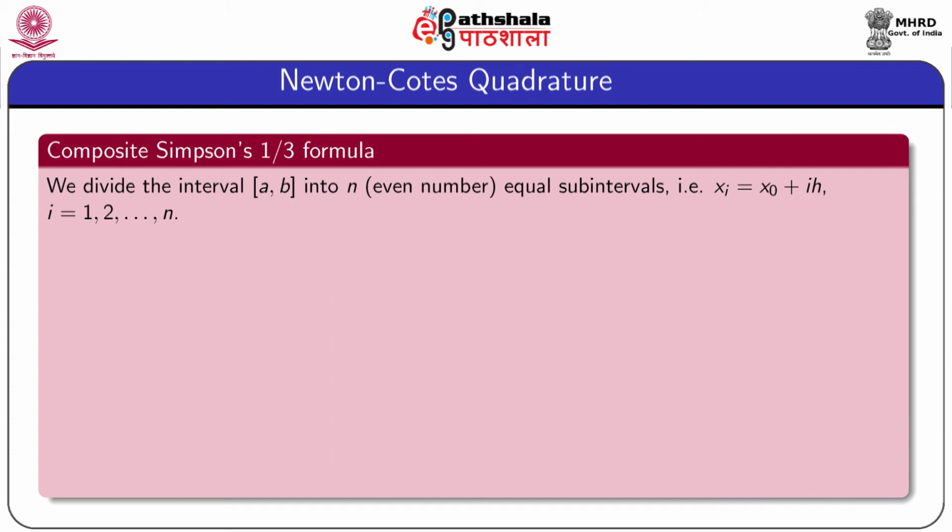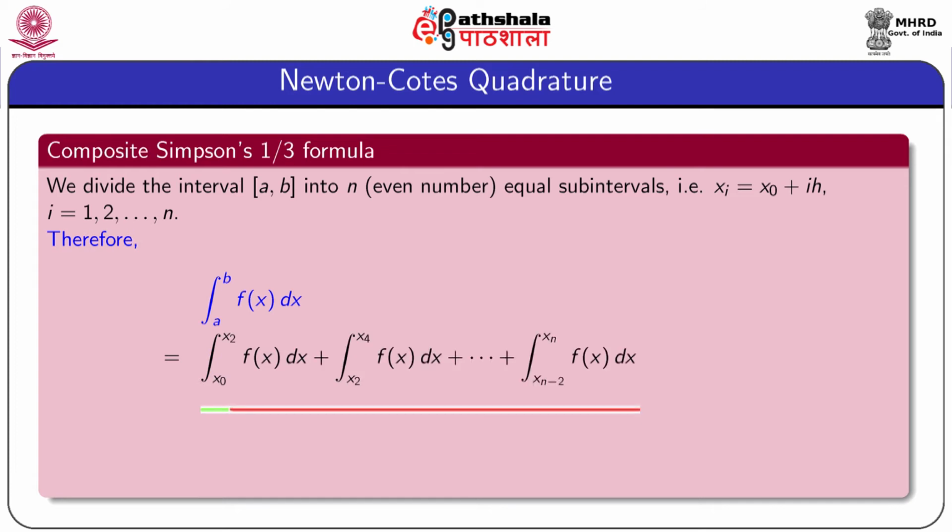Now, to obtain the composite Simpson 1/3 formula, again we divide the interval AB into n equal subintervals, but in this case the number of subintervals must be even. So, in this case xi equal to x0 plus ih. Therefore, the integration from a to b of f(x) dx equal to the integration from x0 to x2 of f(x) dx plus the integration from x2 to x4 of f(x) dx and so on. Lastly, the integration from xn minus 2 to xn of f(x) dx. That means the entire integration is decomposed into n by 2 subproblems.